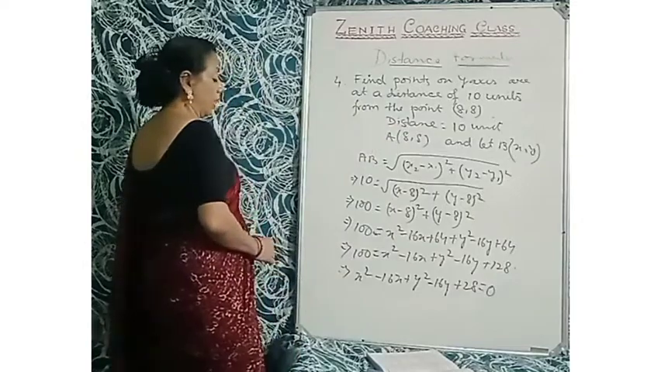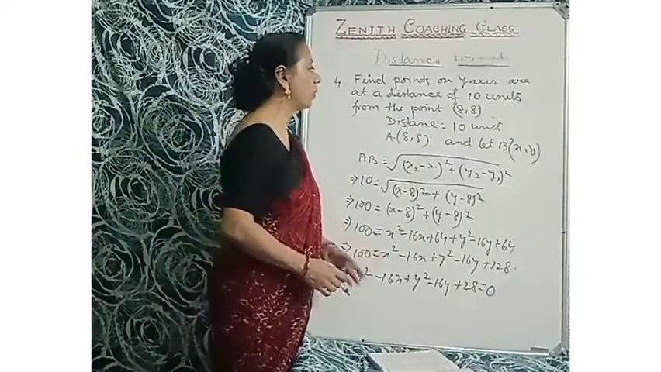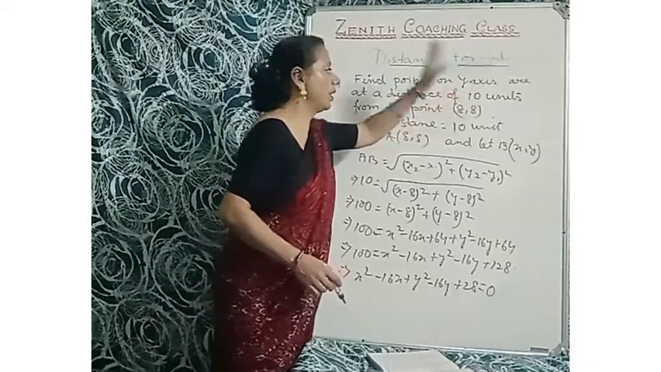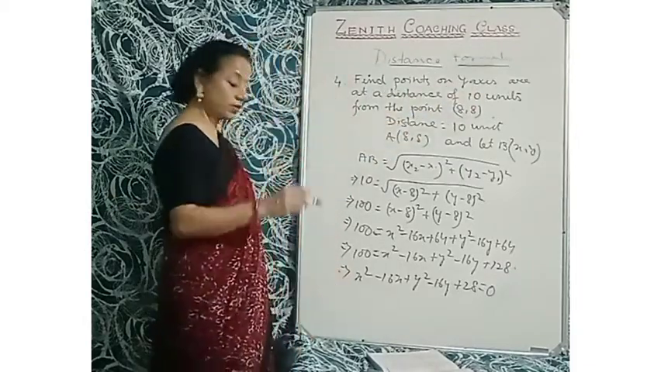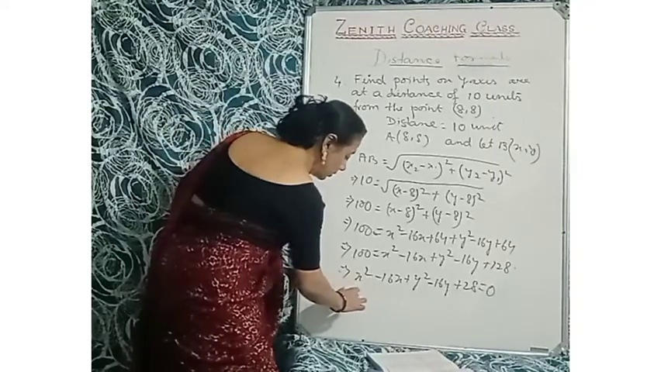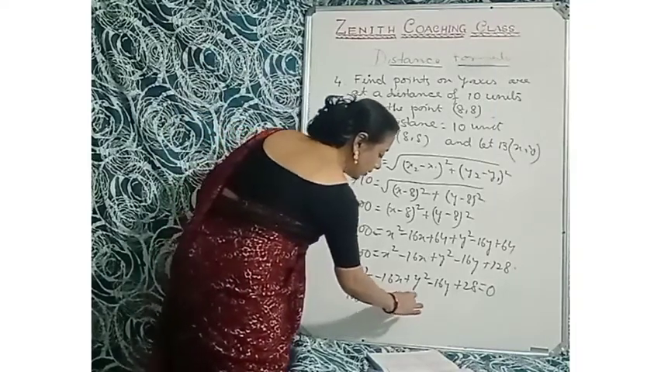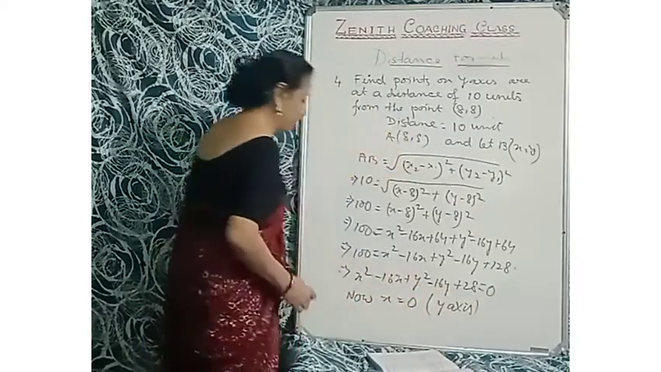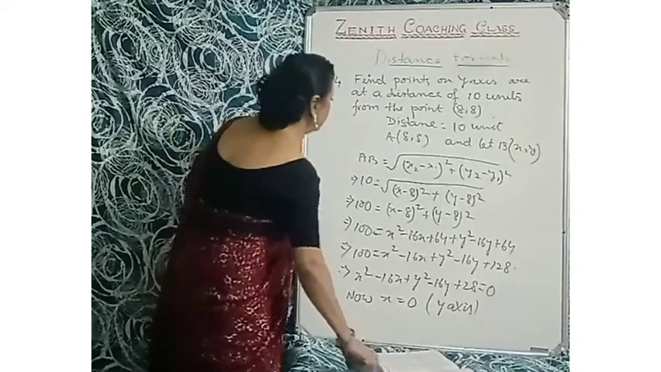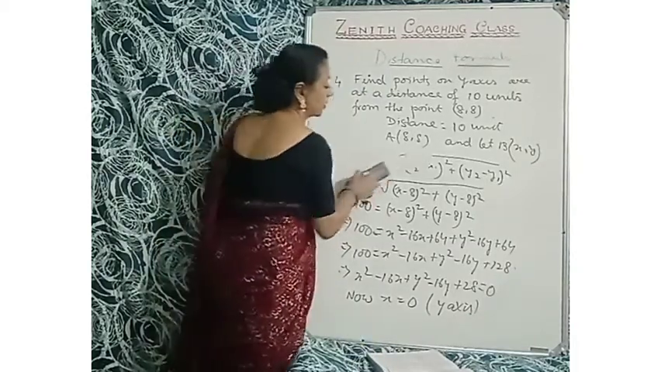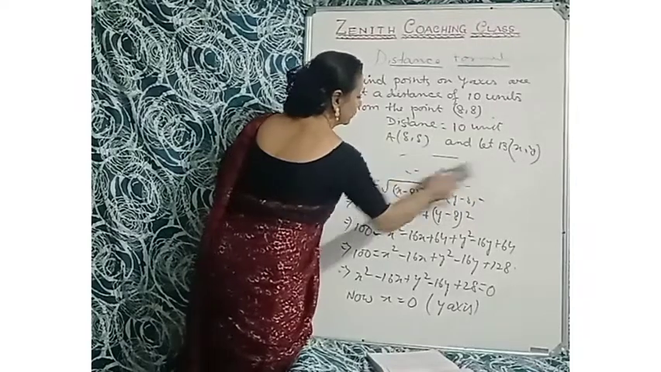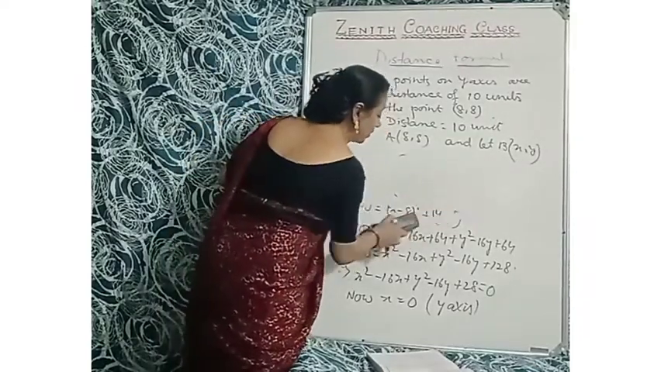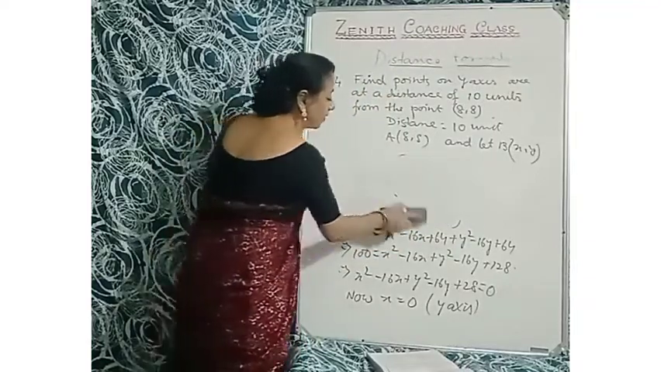Okay. Now here x is unknown and y is unknown. So what to do? Here we have to find points on y axis. So x equals to 0 here, because the points are on y axis, you know. Okay, so put 0 here. X equals to 0. You will put 0 in place of x.